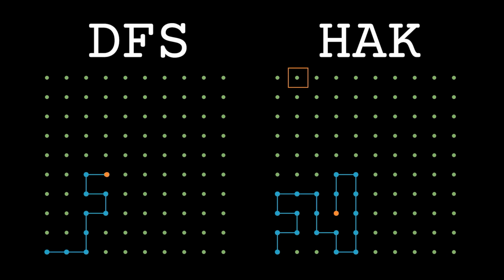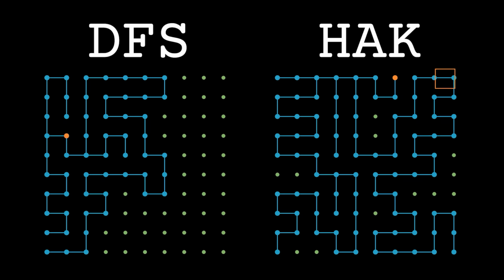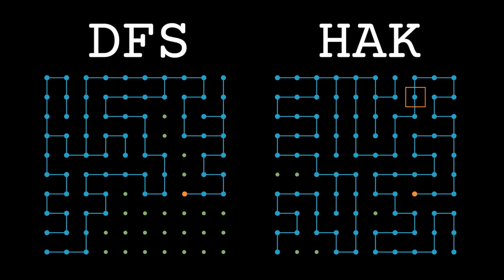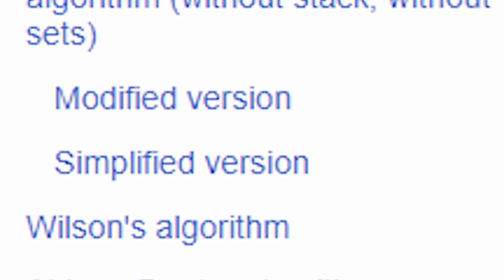Alright, so those are just two of the many perfect maze generation algorithms. If you want to learn about more of them, there is a ton of information online, and I put some of my favorite links in the description. There are a million of these algorithms, and each one has its own unique pros and cons.